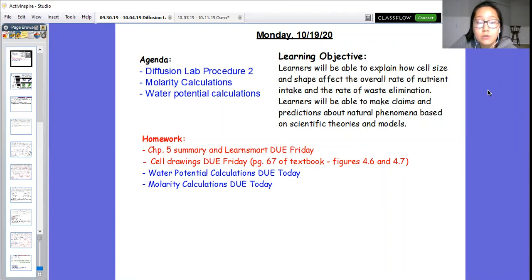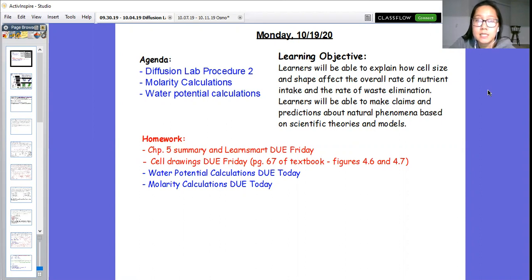You have your cell drawings due on Friday, and basically I'm just going to ask you to look at page 67 of your textbook. There's figures 4.6 and 4.7, and I want you to just draw them for yourself in your notes with the labels. And I'll let you turn them in for not extra credit, for points. So this should be an easy assignment that can help boost your grade and helps you learn the structure of the cells. The water potential calculations and molarity calculations that I'm going over today are going to be due at the end of today. So make sure you turn those two in today.